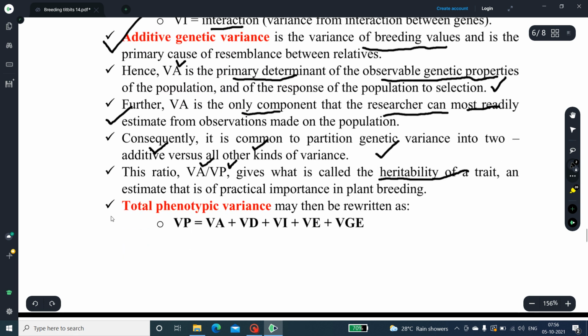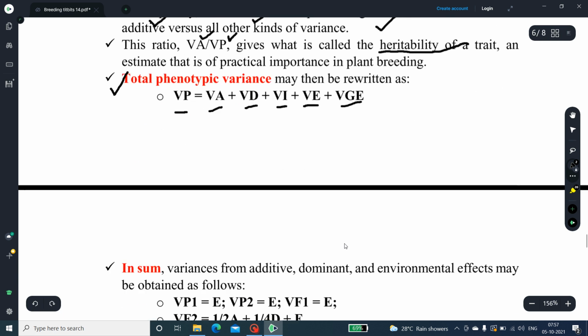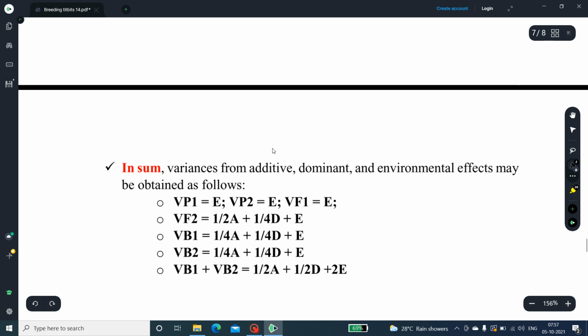So the total phenotypic variance may then be rewritten as: the phenotypic variance is equivalent to the additive variation plus the dominant variation plus the interaction between the additive and dominant variation, plus the environmental variation, plus VGE, and this is the total phenotypic variance. In sum, variances from additive, dominant and environmental effects may be obtained as follows.